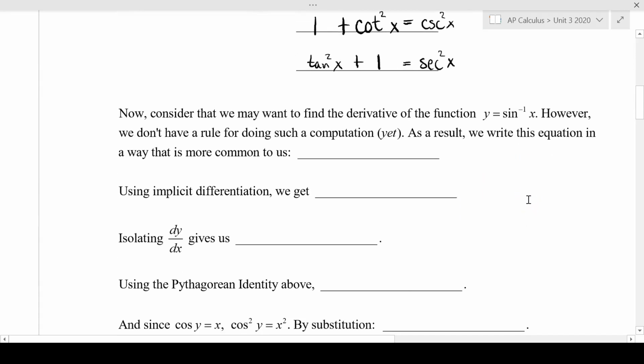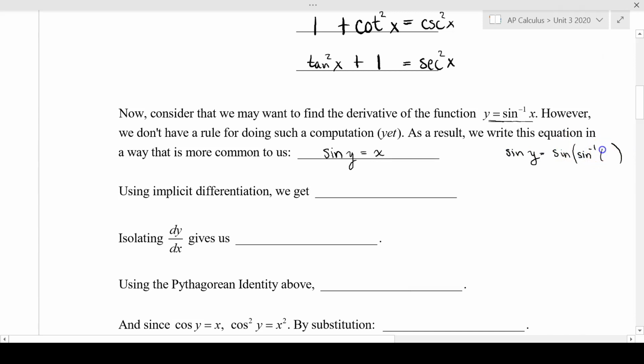Okay, so now consider that we may want to find the derivative of a function, something like y equals sine inverse x. However, we don't have a rule yet for doing that computation. So what we have to do is write it as sine y equals x. What you're really doing is taking the sine of the left-hand side of the equal sign, and taking the sine of the entire right-hand side of the equal sign.